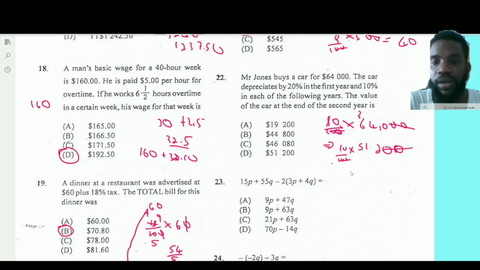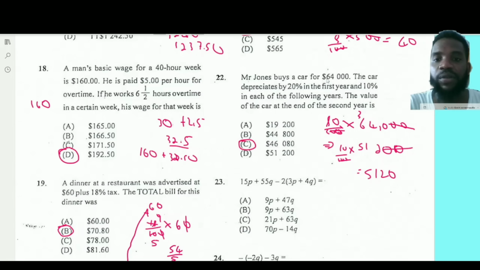So I'm going to have now 10 times 512, which is going to give me 5,120. This is what is going to come off of the 51,200. And if I take off 5,120 from 51,200, then of course I'm going to be left with 46,080. So that makes it option C. So there are different ways to work it. Tell you what, the next way you could have worked it, think of it like this.